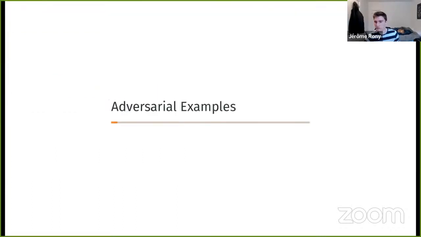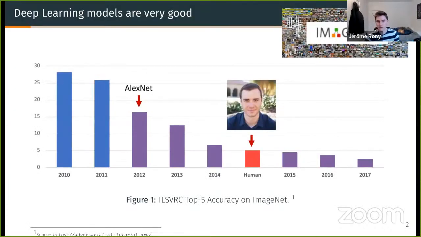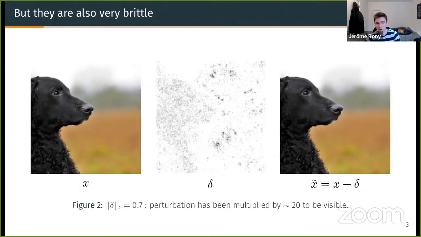So adversarial examples, what are they? First, like everyone knows, deep learning is very good. Since 2012, it's been getting really good at classification and all visual tasks, but not only visual, semantic, language tasks as well, and so on. But sometimes it also fails. And here is an example.